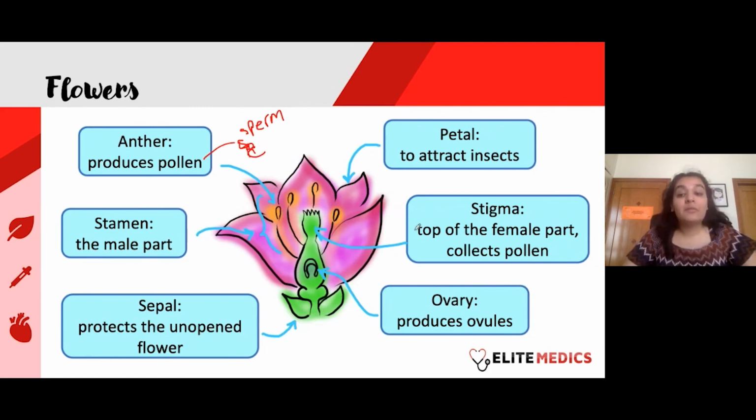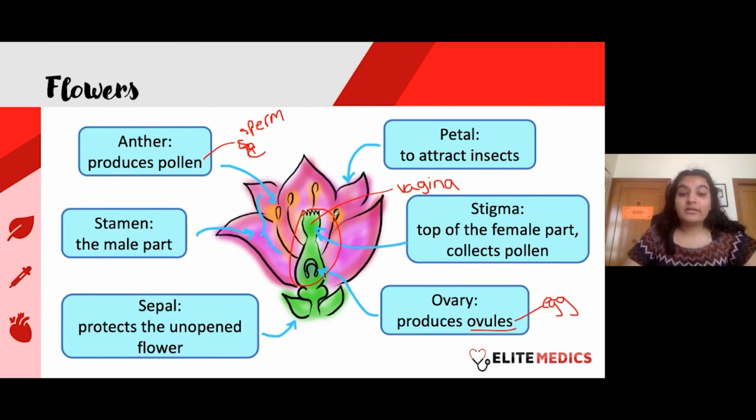And then you've got the female part of the plant, which is this entire middle part here. You've got what's called a stigma, and the stigma is the top of the female part of the plant that collects the pollen. You can almost think of this as the vagina, because it's where the pollen first meets the female part and then it's taken in to fertilize the egg cell in a way. And then you've got the ovary here where you get the ovule, and the ovule is the equivalent of our egg cell.